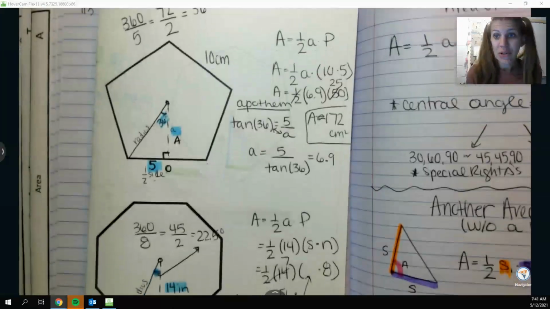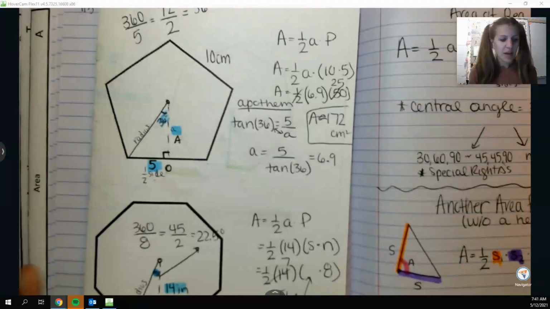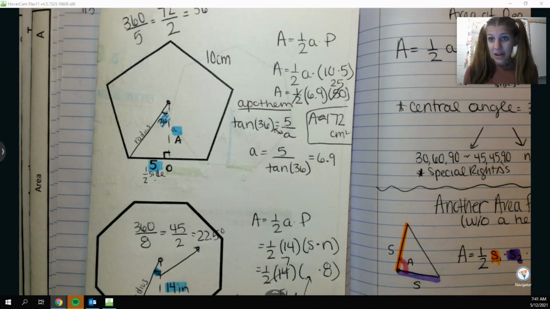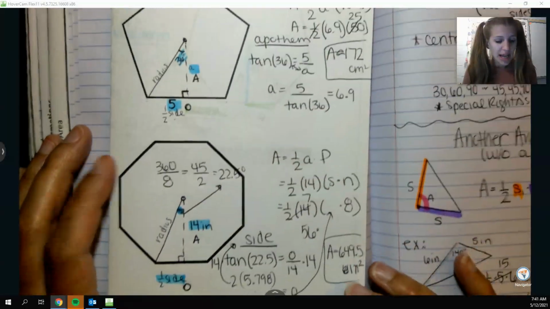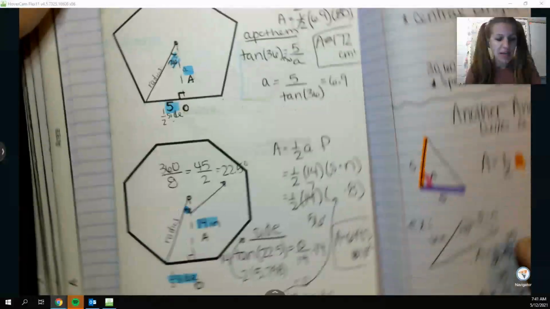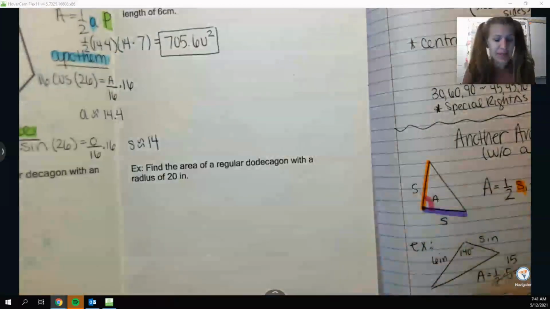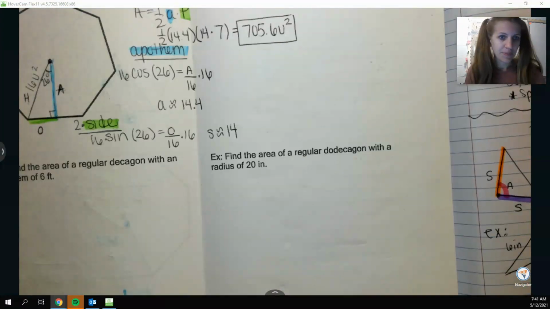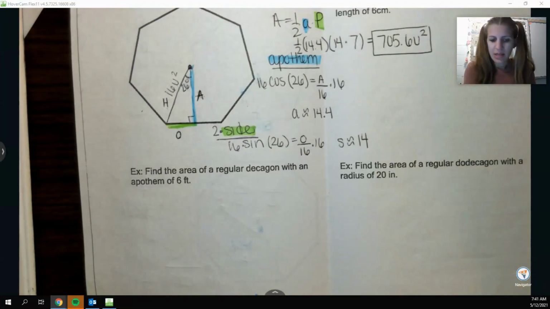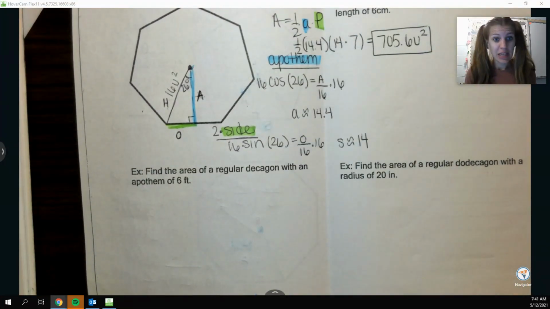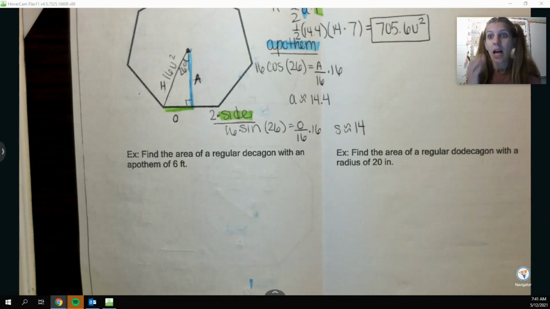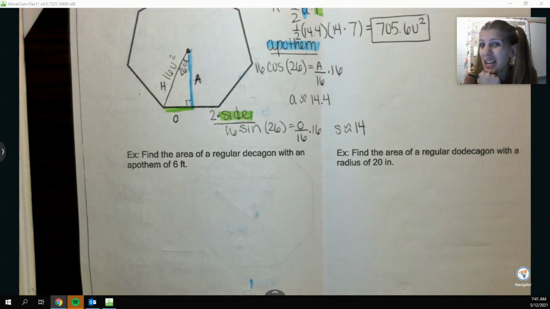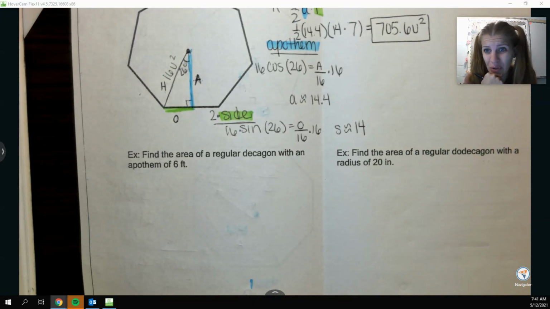All right, guys, I'm going to do those extra examples, finding the area of regular polygons using half apothem times perimeter from page 113 in our notebook that we didn't do in class. Sometimes I feel like when you don't have a picture like this, it can be a little bit trickier, but I don't ever draw the full shape.